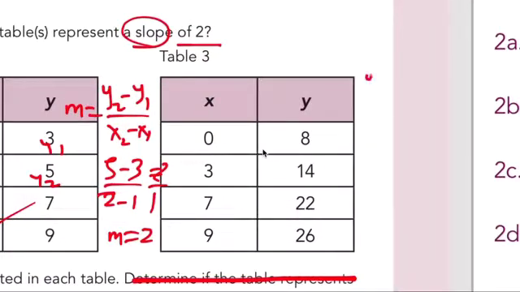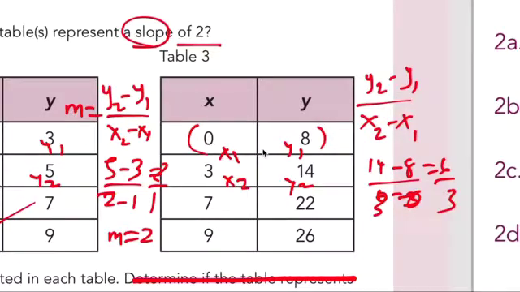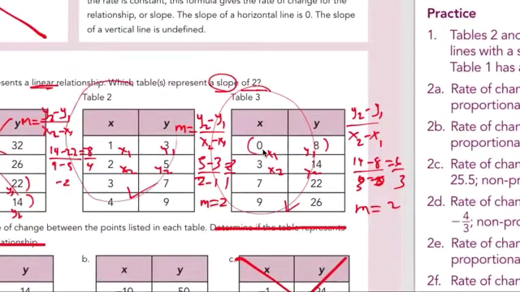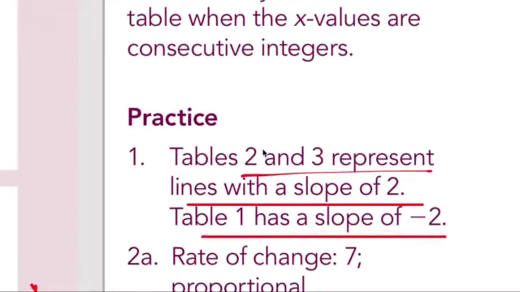Same thing here, y sub 2 minus y sub 1 over x sub 2 minus x sub 1. Okay, that's your first one, x sub 1, y sub 1, x sub 2, y sub 2. So 14 minus 8 is 6, over 3 minus 0, which is 3. So the slope is 2. So table 2 and 3 represent lines with a slope of 2. Table 1 has a negative 2 slope.